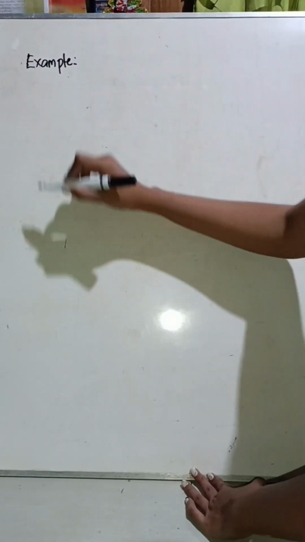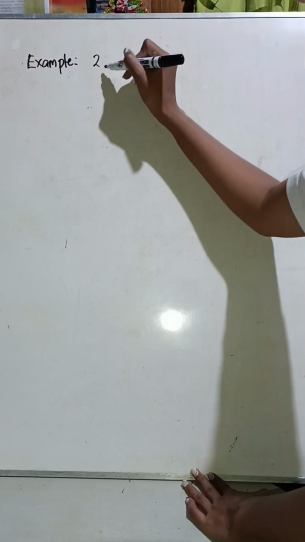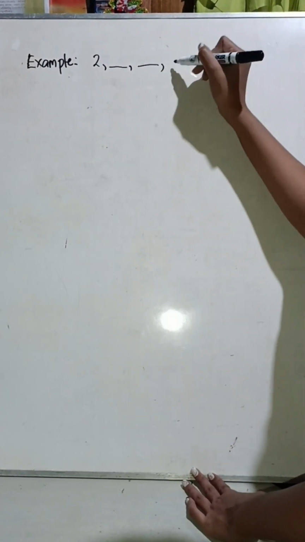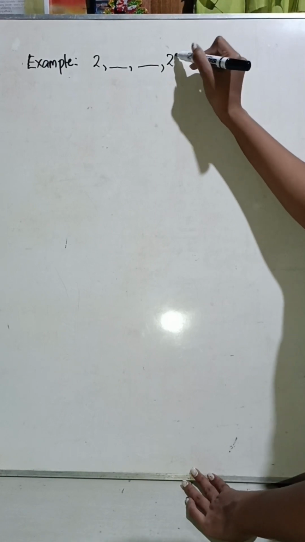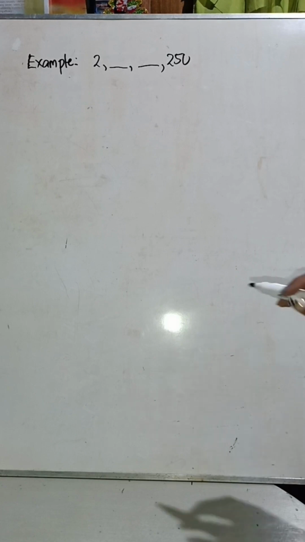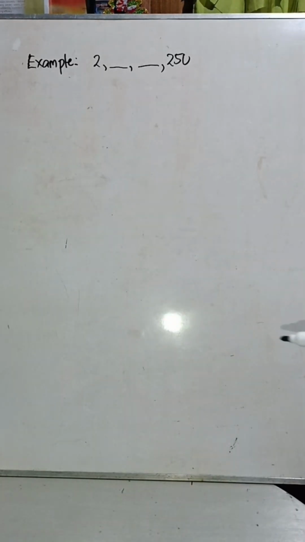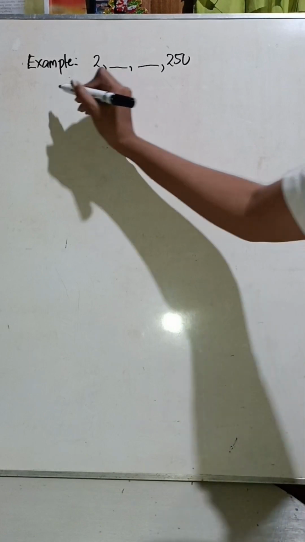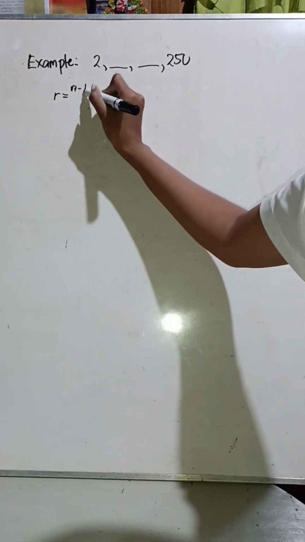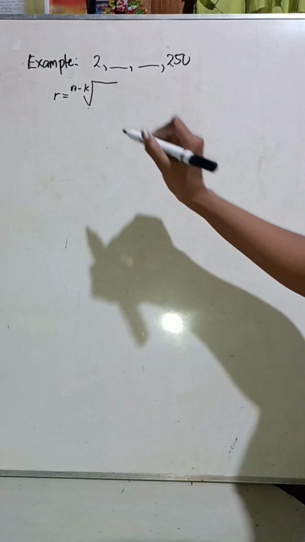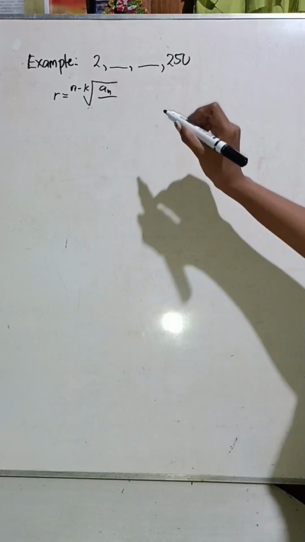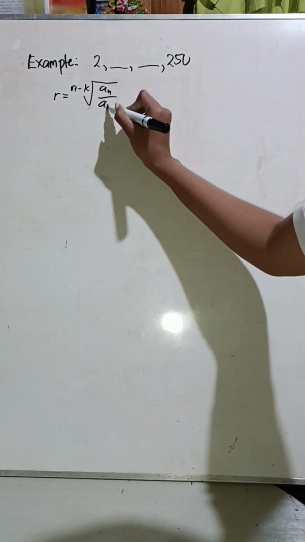Example. We have 2, blank, blank, 250. Using the formula of the common ratio, which is r is equals to n minus k square root of a sub n over a sub k.